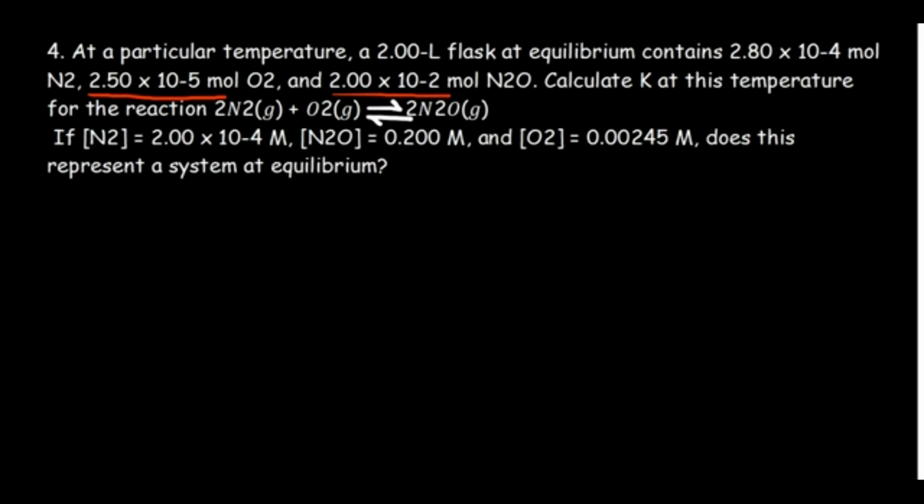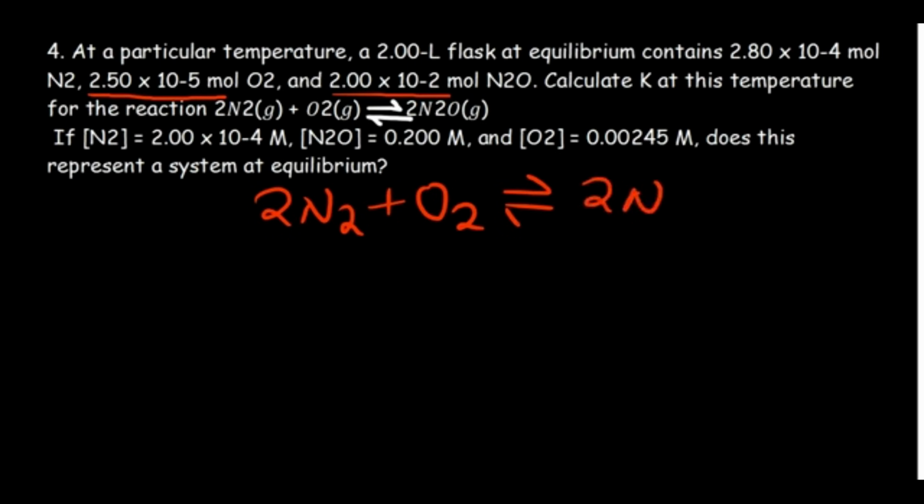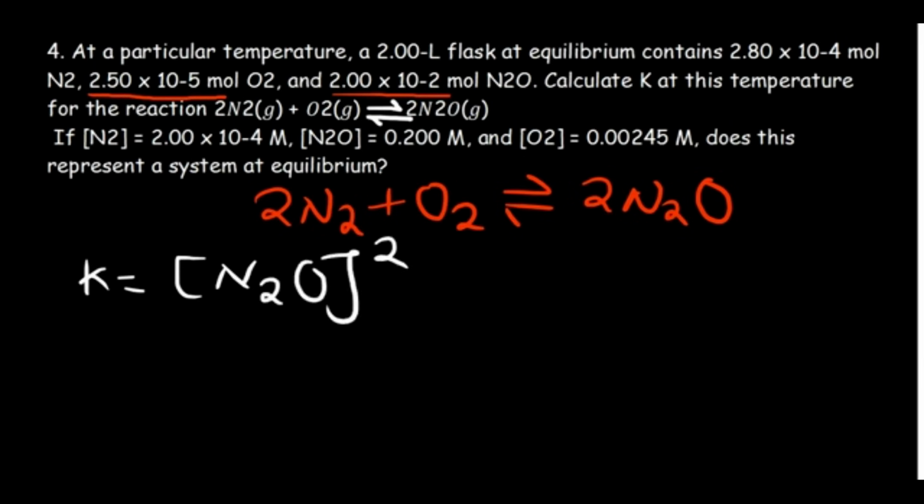So the given equation that we have is basically nitrogen reacting with oxygen to give us that product. Okay. So now from this equation, we're able to come up with an expression for our K. So our products, we just have N2O raised to the power of 2. Our reactants, we have nitrogen to the power 2 and our oxygen to the power 1.